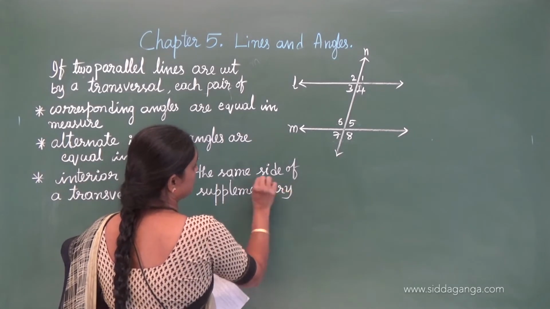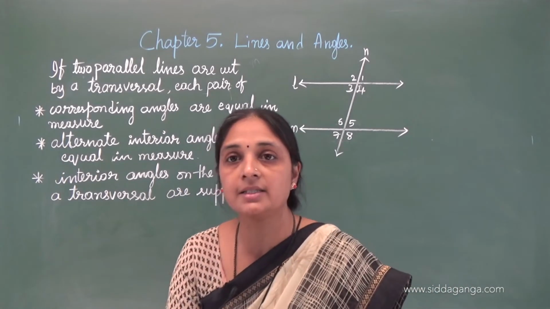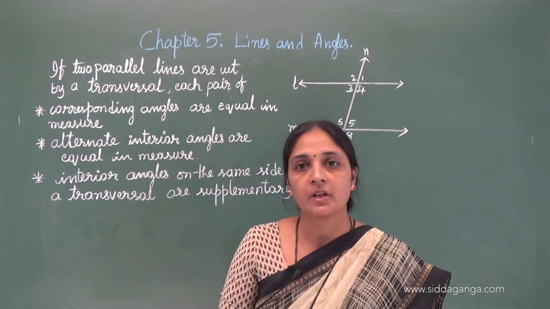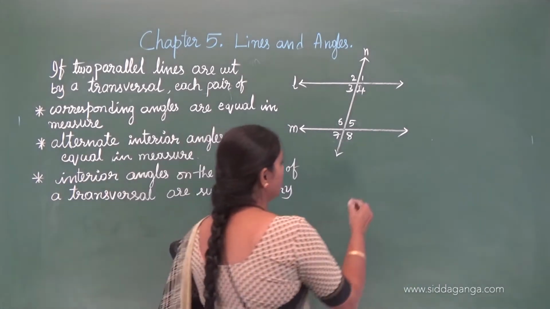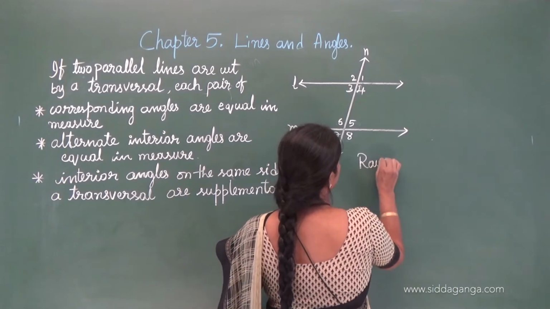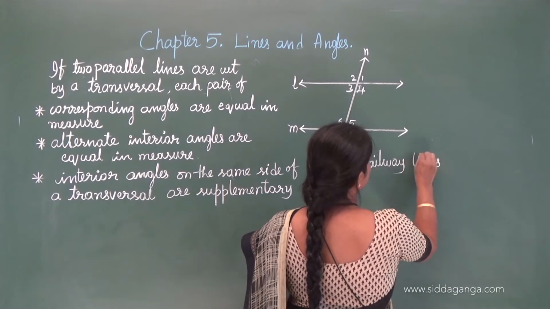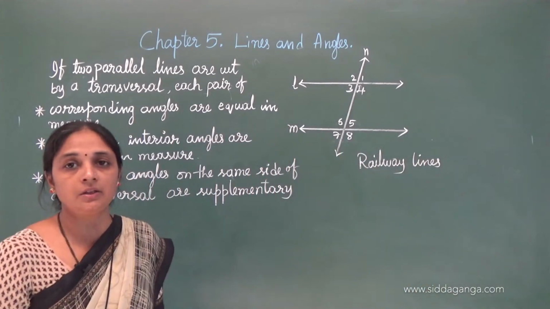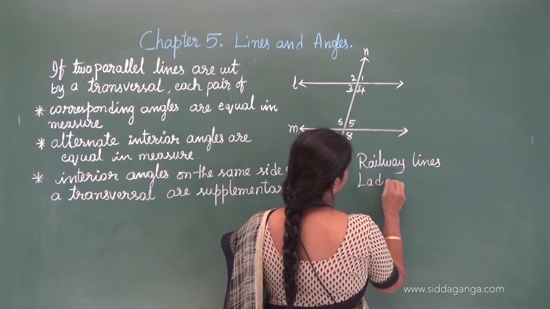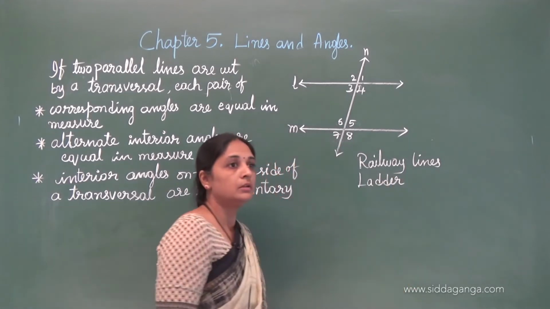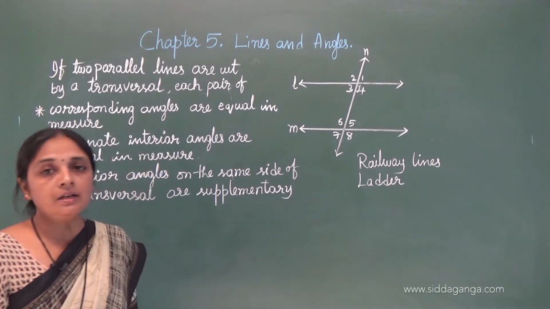Can you give some examples where we can see parallel lines in our surroundings? Which are they? They are railway lines. Railway lines. So we can see the parallel lines in those railway lines, okay? In a ladder, and in our textbook, any books, we can see parallel lines.